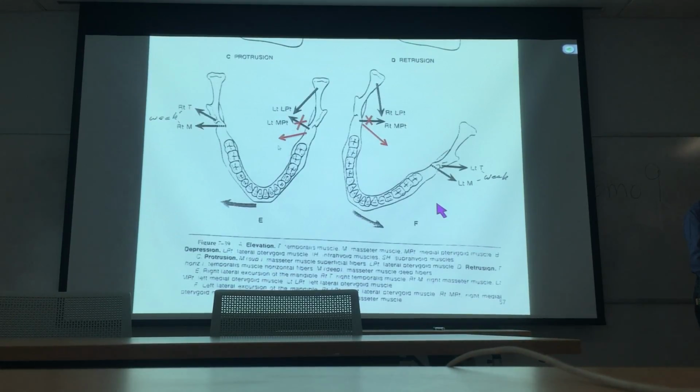And this is trying to show you side-to-side movement. Muscles inside move opposite the side they're on. The muscles on the outside move to the same side that they're on.